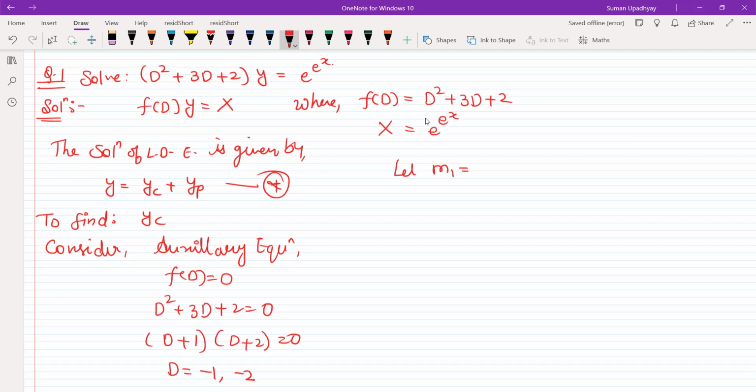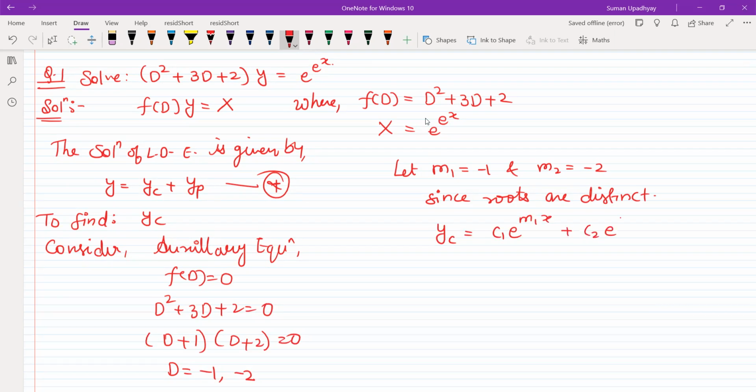Let m1 be -1, and m2 is -2. Are they distinct? Yes, ma'am. Yes, since the roots are distinct, what is the formula for yc? It is c1 e raised to m1x plus c2 e raised to m2x.